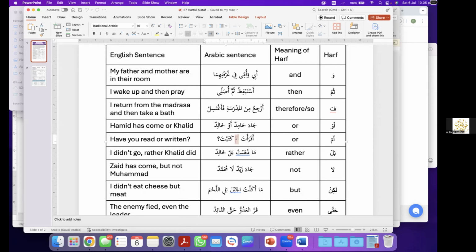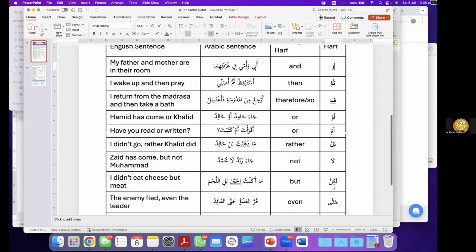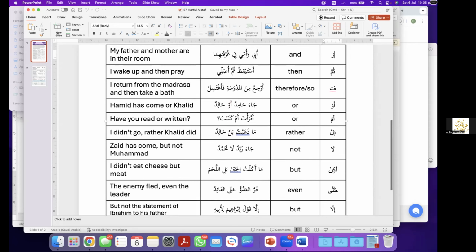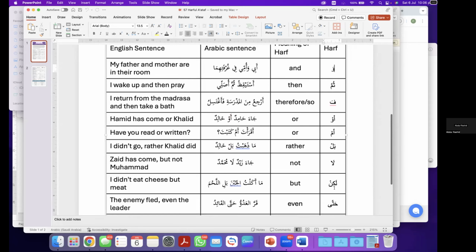Bal. This kind of short, commonly two-letter word, they're harf, and most of the harf are small anyway. So bal, can you see the meaning? Ma dhahabtu, I didn't go. Bal khalidun. The most commonly used harful atf are which ones? Waw and fa. Waw and fa, yes.